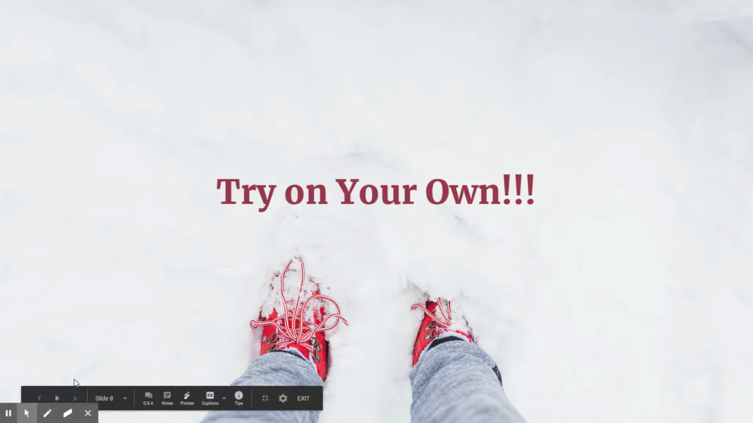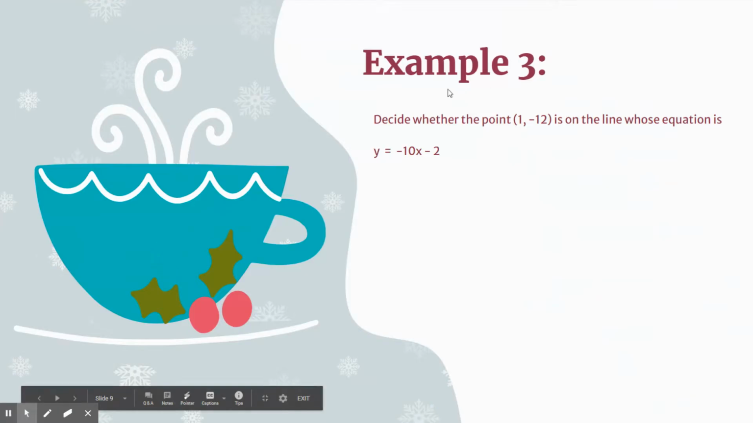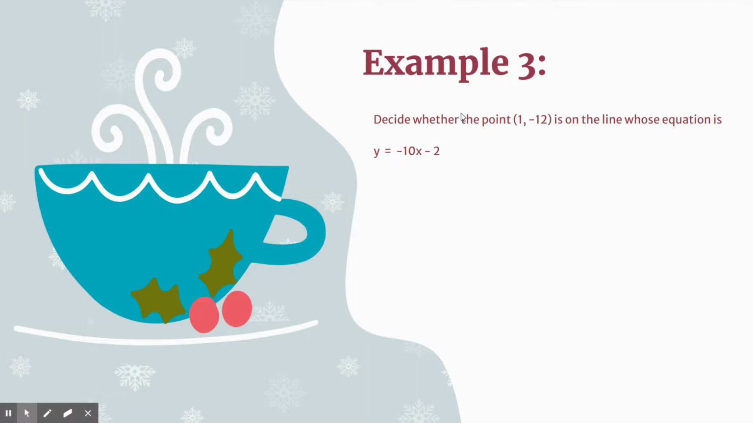We're going to try some on our own. So what I want you guys to do now is decide whether the point (1, -12) is on the line whose equation is y = -10x - 2. You're going to try it on your own, and then once you've solved it, you're going to replay this video so you can make sure that it's correct. All right, pause now.